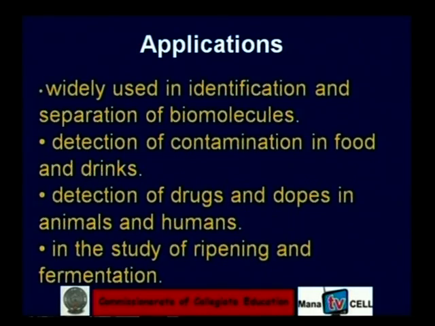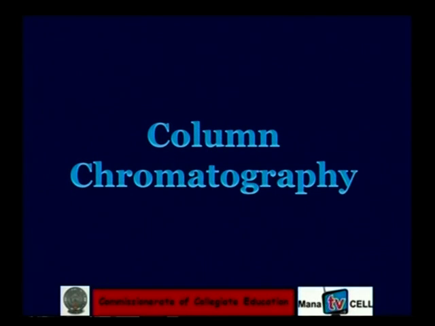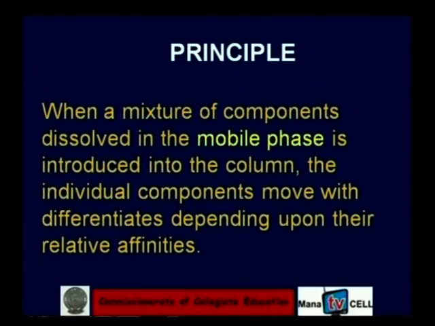Now, I would like to explain column chromatography, which is the best example of adsorption chromatography. It works on the principle that a mixture of compounds dissolved in the mobile phase is introduced into the column. The individual components separate depending upon their relative affinities. That is the principle of column chromatography, which is similar to gel permeation chromatography, ion exchange chromatography and affinity chromatography. Column chromatography also has two phases: one is the stationary phase, another is the mobile phase.